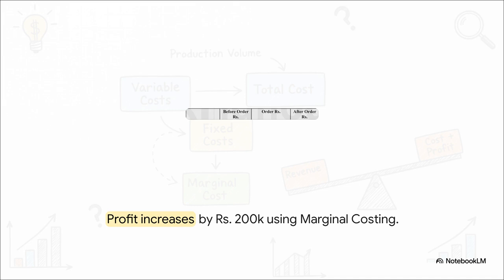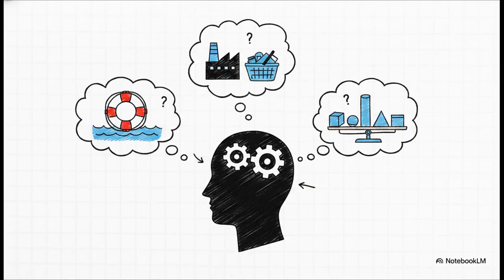You just scored a 200,000 rupee boost to your total profit, all from an order that traditional accounting said was a loss. And this isn't just a one-trick pony for special orders. This exact framework is how savvy managers survive trade depressions. They price just above marginal cost to minimize their losses when full cost recovery is off the table. It's also the secret sauce for deciding whether to manufacture a part or just buy it, optimizing your sales mix, and knowing exactly which failing products to drop without accidentally wrecking your bottom line.